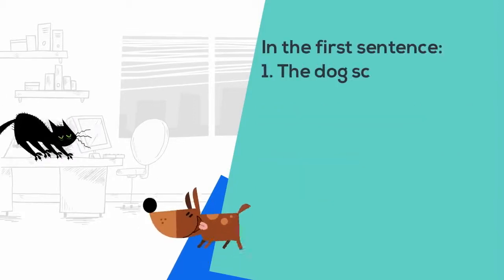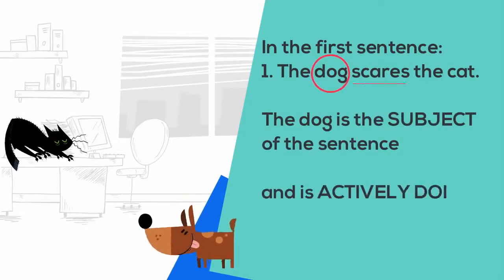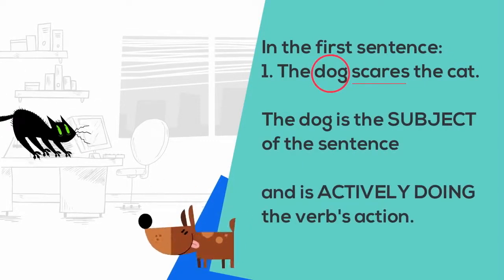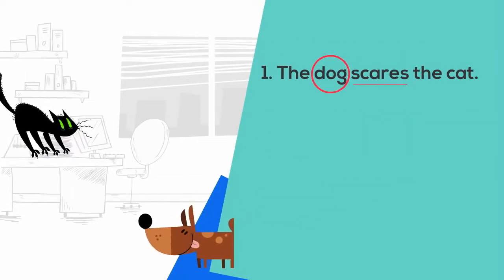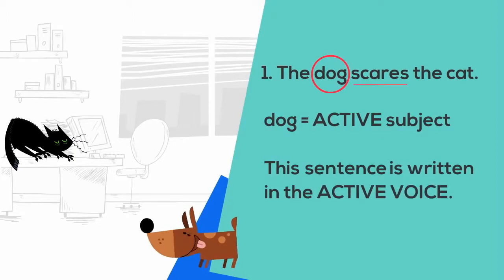In the first sentence, the dog scares the cat, the dog is the subject of the sentence and is actively doing the verb's action. Dog equals active subject. This sentence is written in the active voice.